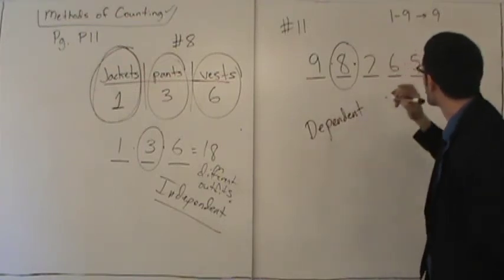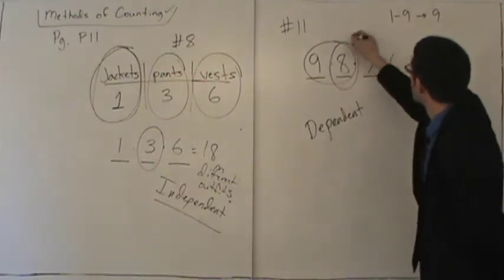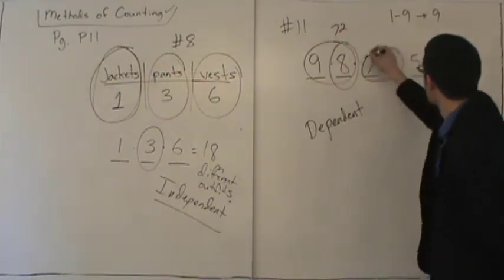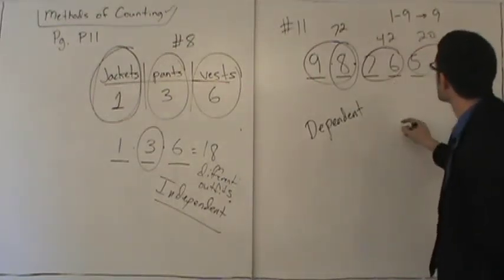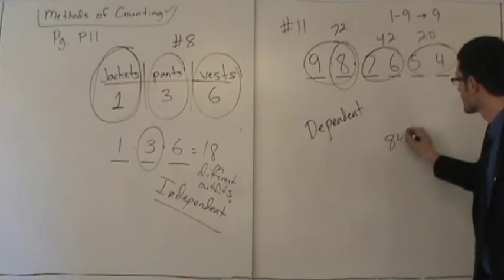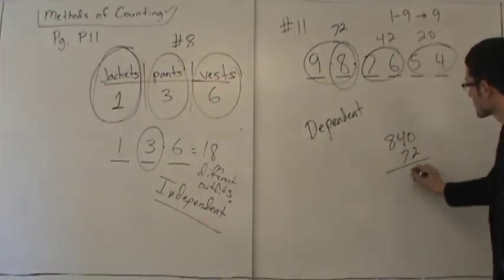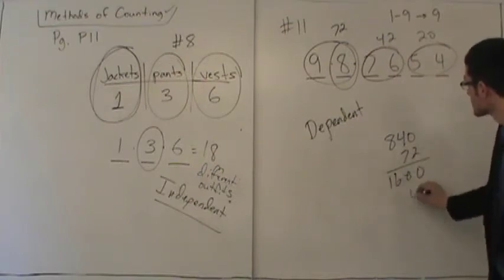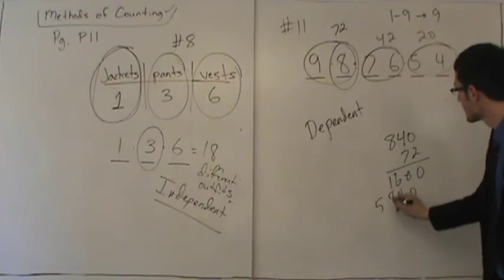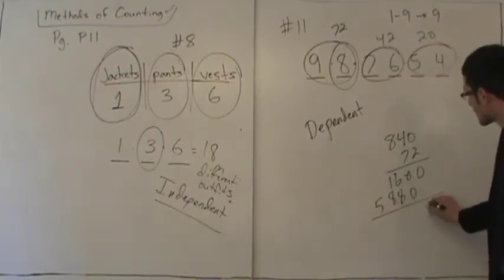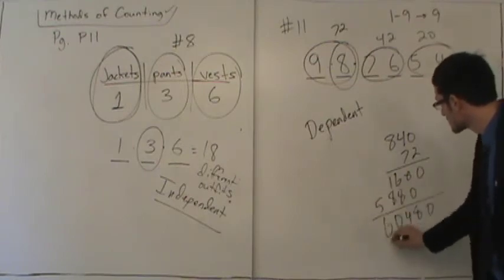Now we're going to multiply. 9 times 8 is 72. 7 times 6 is 42. And 5 times 4 is 20. 20 times 42 is 840. So we have 840 multiplied by 72. Just going to work this out. 0, 8, 16. 0, 8, carry the 2, 58. 0, 8, 14, 4, carry the 1, 10, 0, carry the 1, 6.